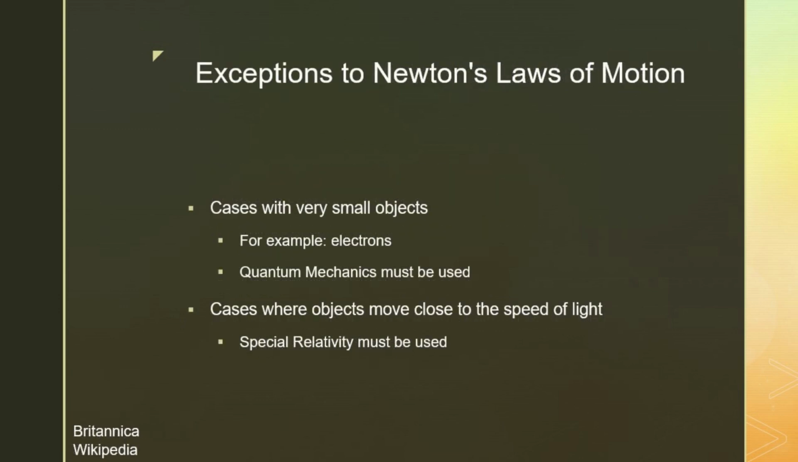In the time since Newton's death, a few special exceptions to Newton's laws of motion have been discovered. One exception is cases with very small objects such as electrons, where quantum mechanics must be used. The other exception is cases where objects are moving close to the speed of light, in which case special relativity must be used.